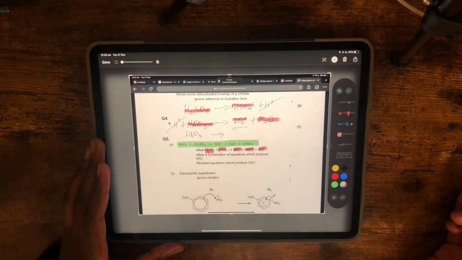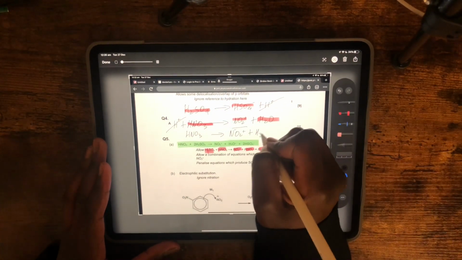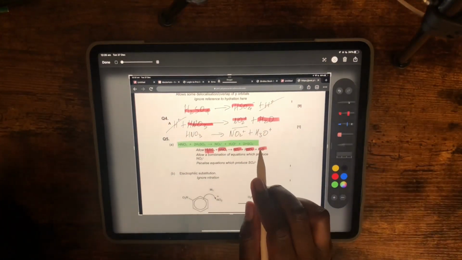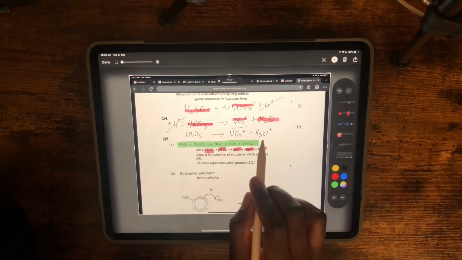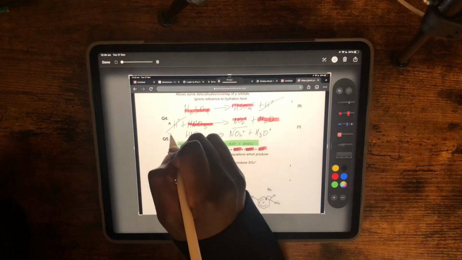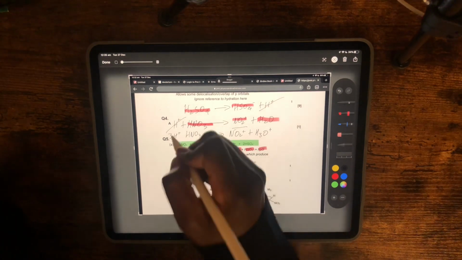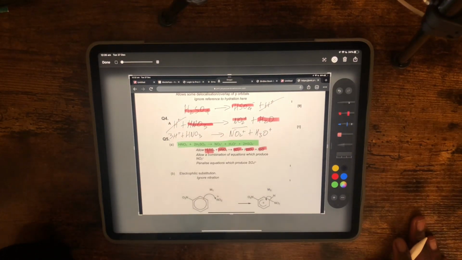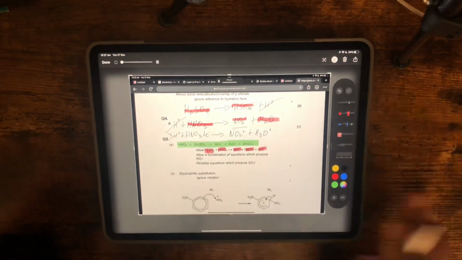We already know the products are going to be NO2+ and H3O+, right? That's 3 hydrogens here. The oxygens are balanced out, 1, 2, 3. So 3 H+ here, 2 here. I'd have to add a negative charge to this side. It makes things a lot more complicated.